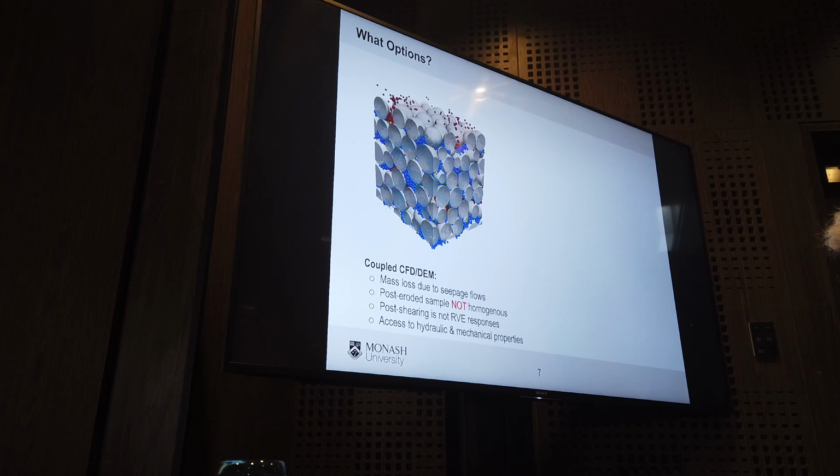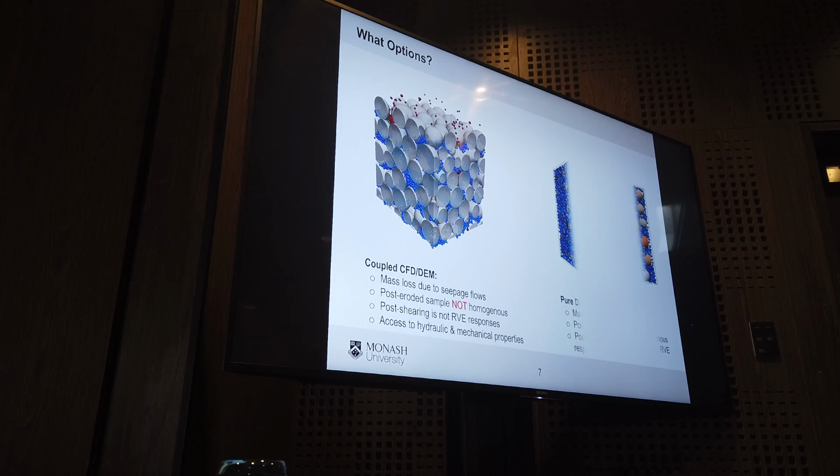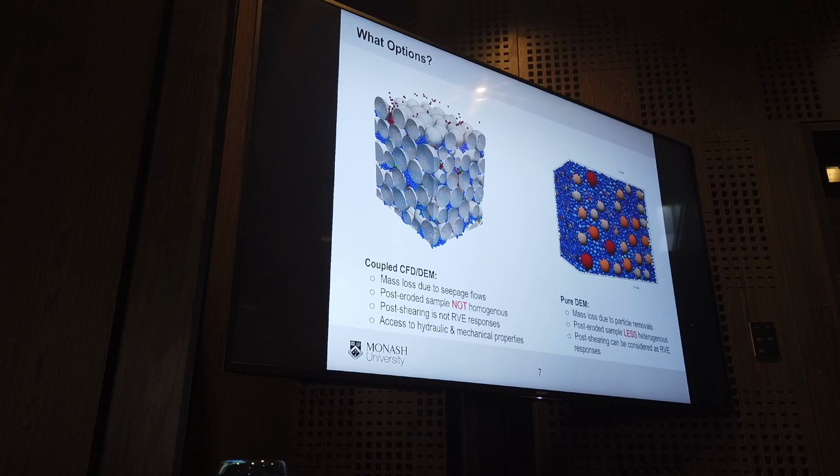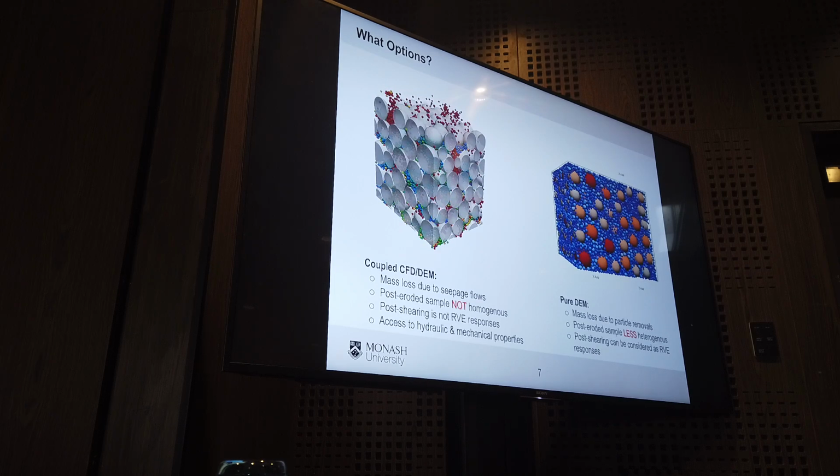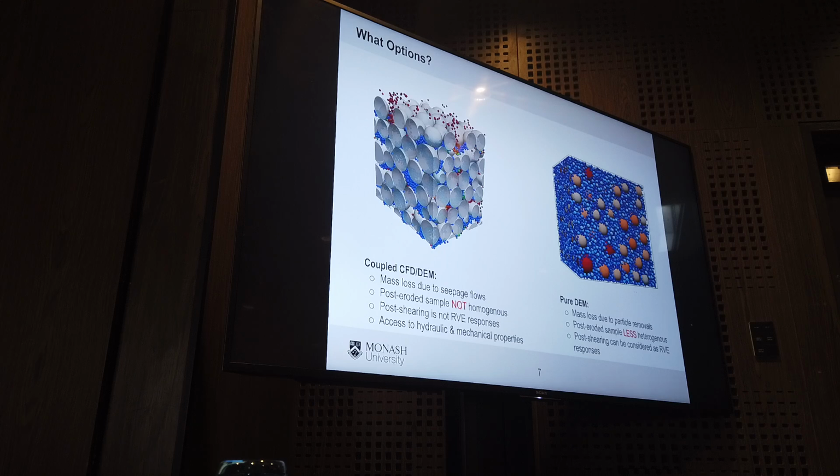The good thing about this sort of approach is that it provides full access to information on how the hydraulic and mechanical properties affect the mechanical behavior of the soil specimen, but it still has a similar issue: after the sample is eroded, it's no longer homogeneous. The other option we could do is to use pure DEM simulation and try to simulate the erosion process in a way that the sample remains more or less homogeneous after the mass loss occurs.